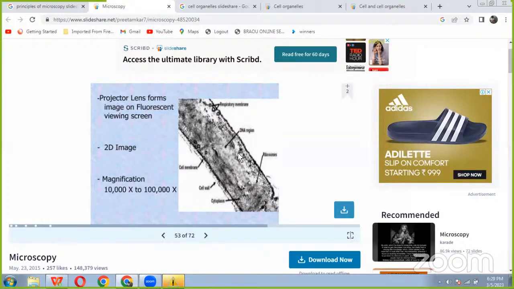In the TEM, they can see the internal structure of DNA, the internal structure of ribosomes, of some cell organelles, and of the cytoplasm. They can study all types of inner structure, including the inner structure of cell organelles. That is the TEM.